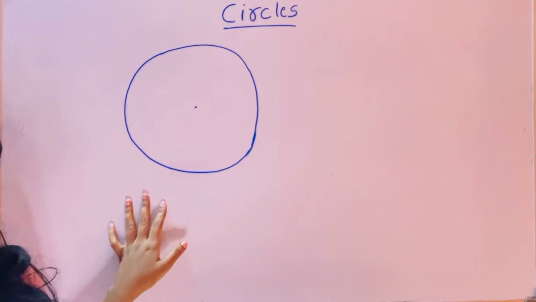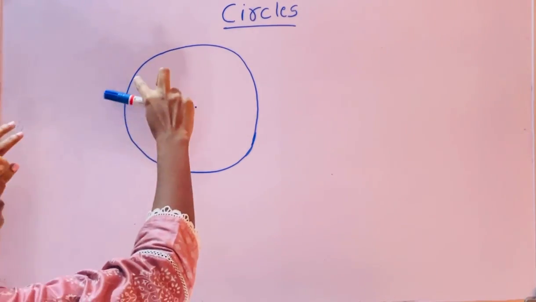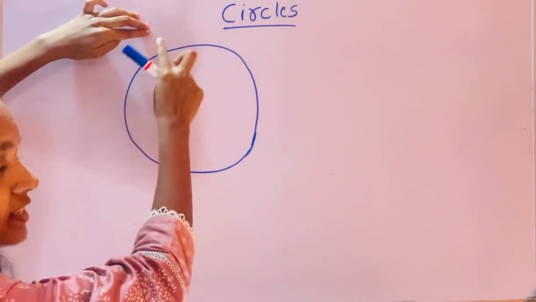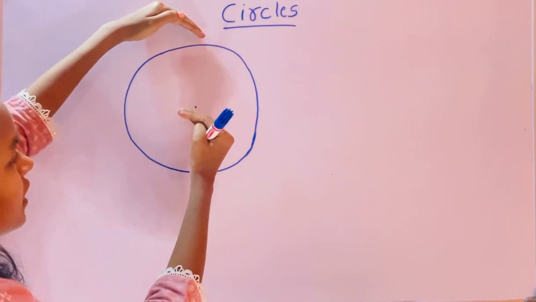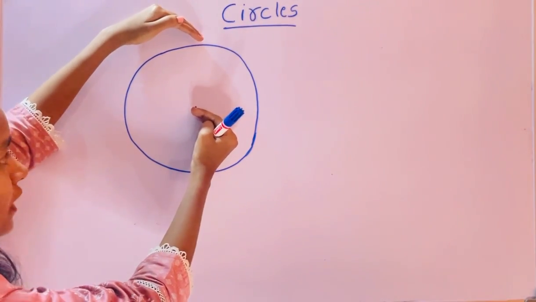You are already familiar with the terms like circle, radius, diameter, chord, sector, segment and arc. What is meant by circle? Circle is a collection of all points in a plane which are equidistant from a fixed point.